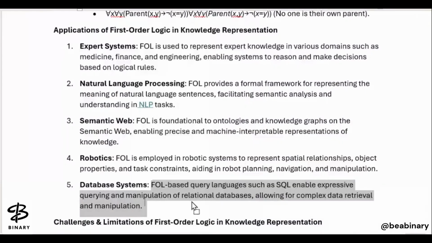Now, another application is database systems. What comes under database systems? Definitely, it helps in query language systems such as Structured Query Language to enable expressive querying and manipulation of relational databases. As we are talking about relational databases, again, we are talking about the relationships and linking between objects or entities. So it helps in database systems also, allowing for complex data retrieval and manipulation here.